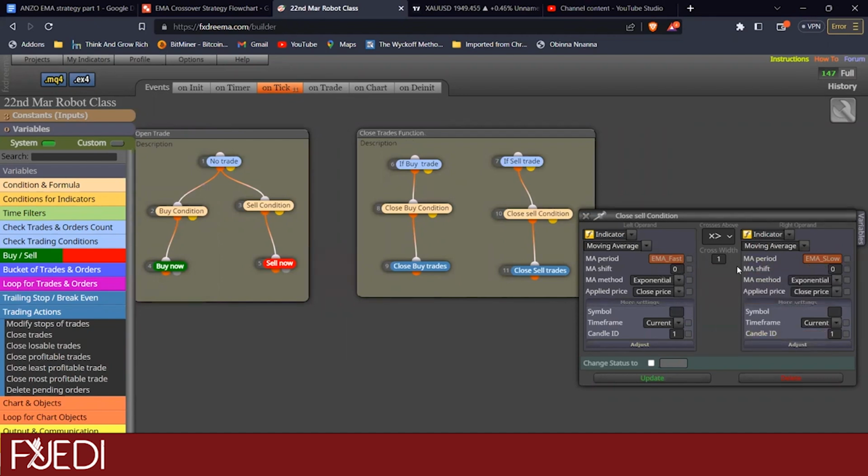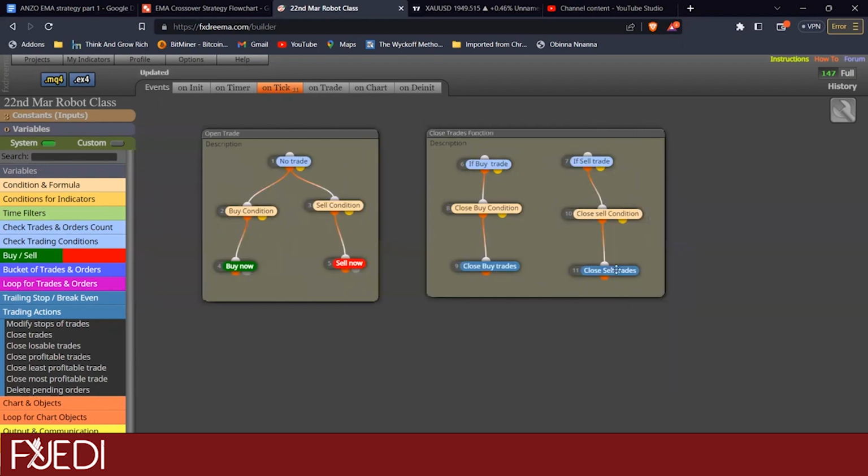So when the fast crosses above the slow, okay, double click on what it's supposed to do. So supposed to close sell. Okay.